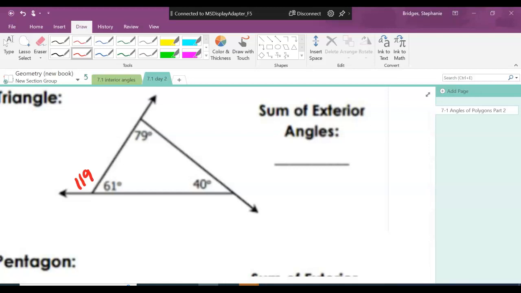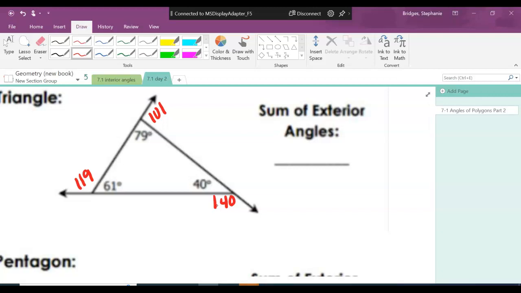Now we're going to do the same thing for the top exterior angle. So this time we're going to do 180 minus how much? 79. And what does that give me? 101. And then we're going to do the same thing for the bottom right exterior angle. So I'm going to do 180 minus 40, which gives me 140. Does everybody understand where those numbers came from? Because the exterior is supplementary to the interior, we just took each one of those and subtracted from 180.